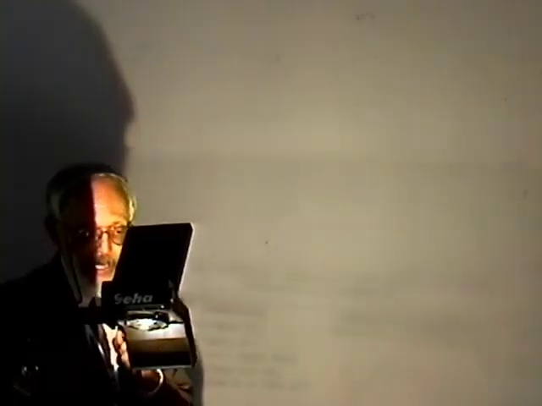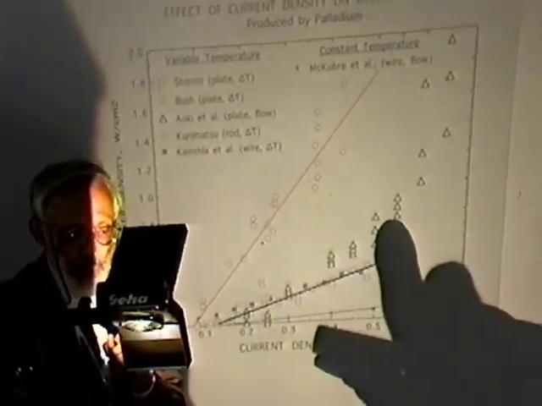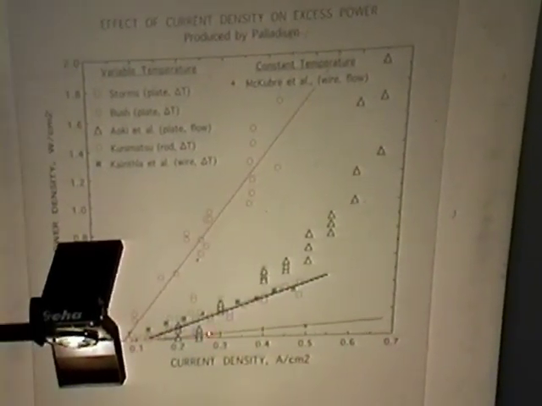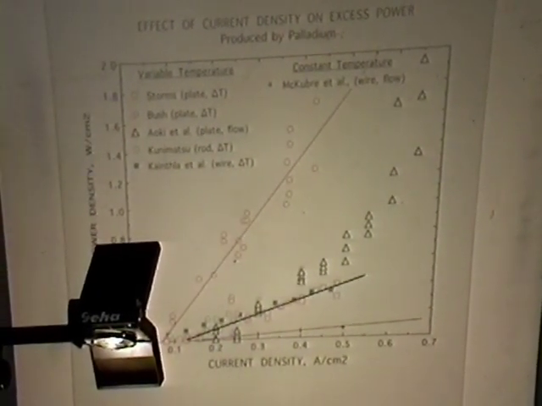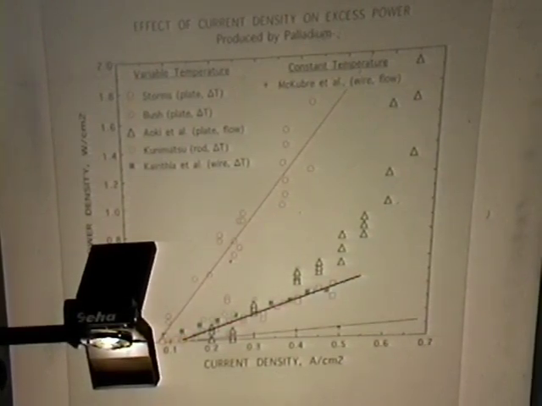One of the things that we need to understand is that the relationship between current density and excess power in the palladium system has a different behavior than is apparent in the platinum system. The difference, of course, is that there's a critical onset value before anything is seen in the palladium system, and then it shows this straight line relationship. Why doesn't platinum behave the same way?